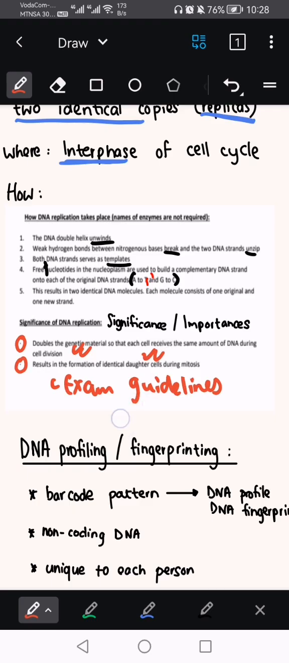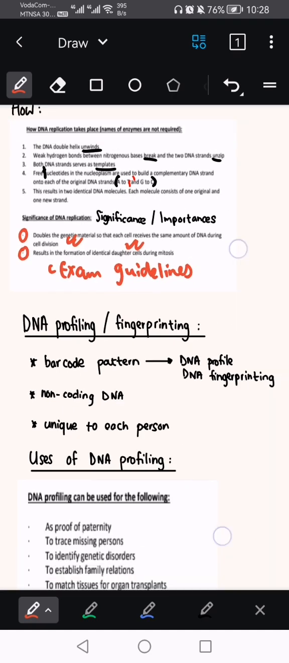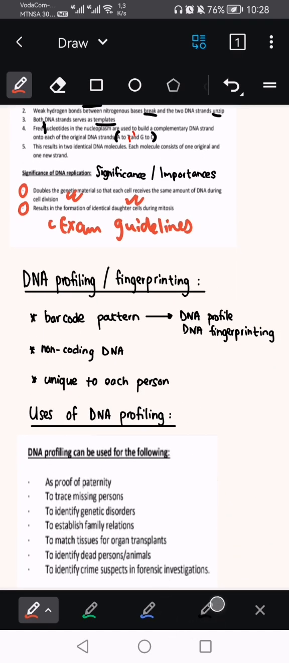Right? Now we're just going to quickly look at DNA profiling. Right? It's not DNA fingerprinting. I said that in the last video. I made these notes a while ago, so it's still the old understanding, not DNA fingerprinting. It is just DNA profiling. So what is DNA profiling? DNA profiling has a barcode pattern, right? Not DNA fingerprinting. DNA profiling has a barcode pattern.